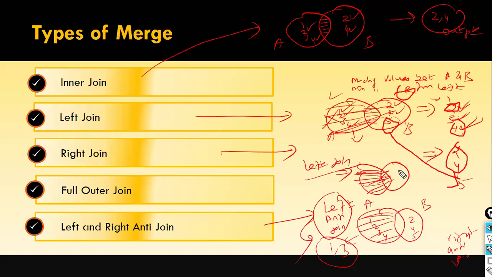The opposite. Yes, you are correct. So all the values from your right side, except the common values between the two data sets. Here you have 2, 4, 5, 1, 2, 3, 4, right? What is the right anti-join here? Excellent, excellent. Good.